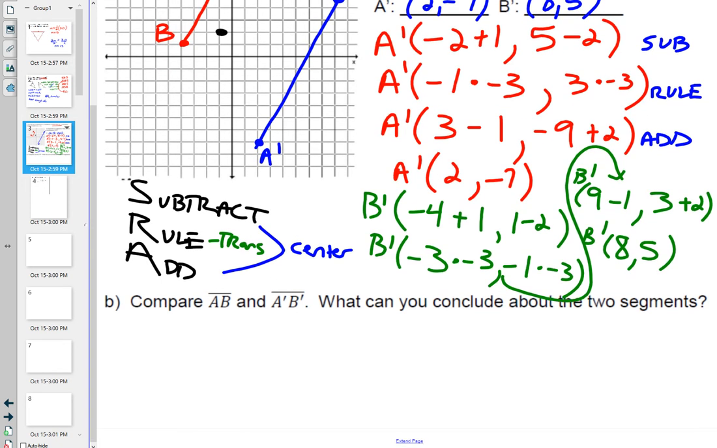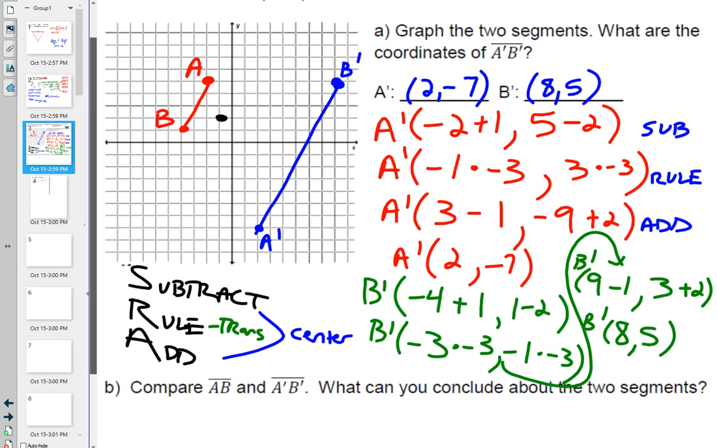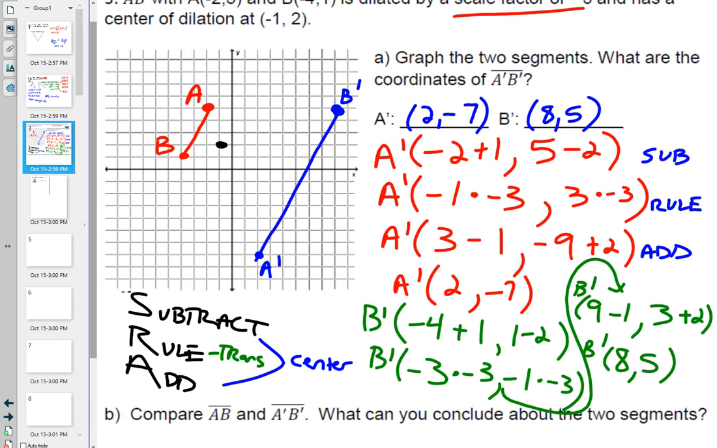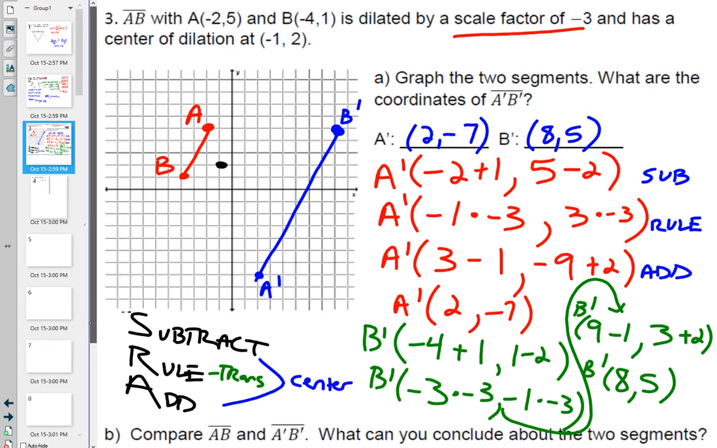So compare the two. What can you conclude about the two segments? What happened to this? Yeah, they look parallel. It looks like they would be, but what did we do? You made it bigger. There you go. All right, so that'll be the first thing. Yeah, it's called an enlargement, and it was enlarged by a factor of 3.